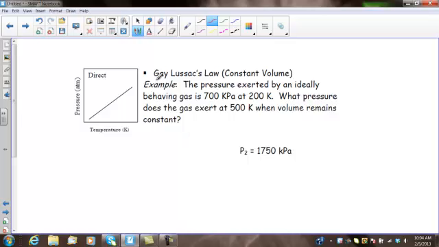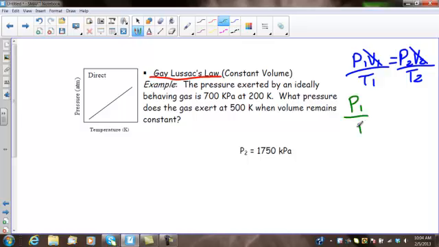Let's look at Gay-Lussac's law, constant volume. Again, I'm going to start with P1, V1, T1, P2, V2, T2. It's telling us the volume is constant, so we can get rid of it. Our new formula is the relationship between pressure and temperature.